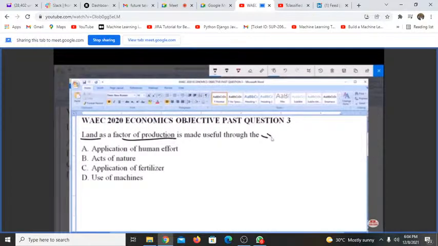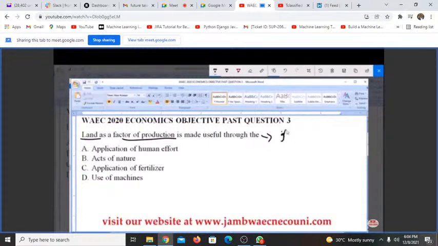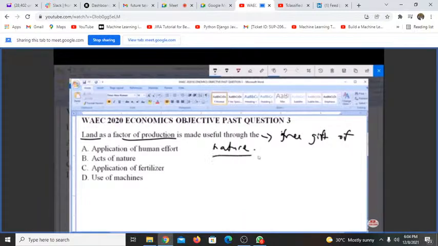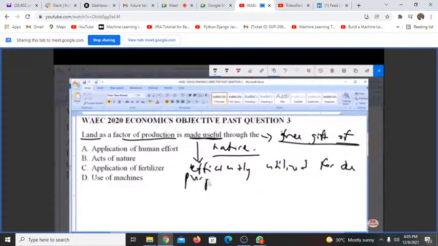as it relates to economics, is defined as a free gift of nature. Okay, this means that land is not manufactured, but rather it is a free gift of nature. Now, what does it mean for land to be useful or land to be made useful? When land is made useful, it means it is efficiently utilized for the purpose of production. So that is when land can be said to be useful.